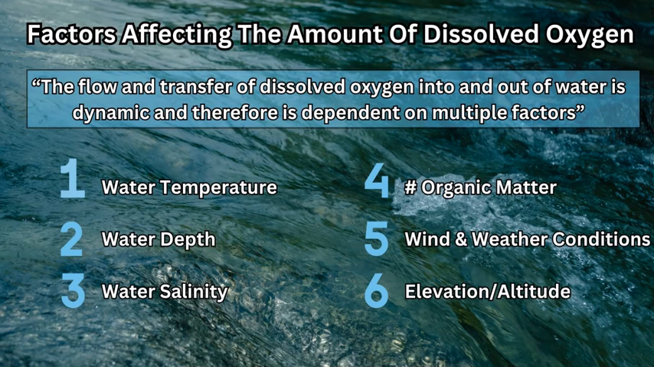Now, there are 6 main factors that will change the DO amount within that body of water. That is water temperature, water depth, water salinity, the amount of organic matter within that body of water, the atmospheric conditions like the wind strength and direction, and the weather conditions on a daily basis, or even the climate over a longer period of time. And then you've got the elevation and altitude. So basically the position of that body of water can dictate the amount of DO. So all these factors contribute to a change in the dissolved oxygen amount within that body of water.